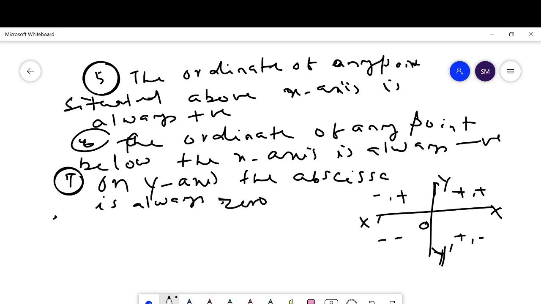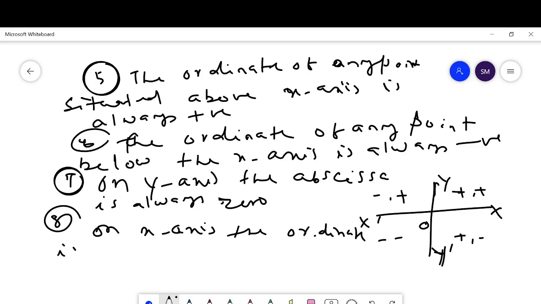In the same way, on the x-axis the ordinate is always 0.